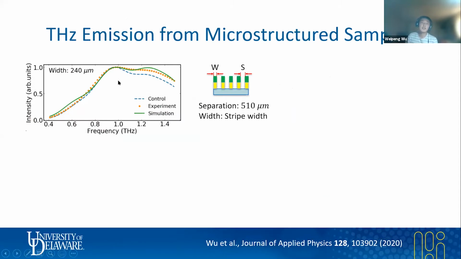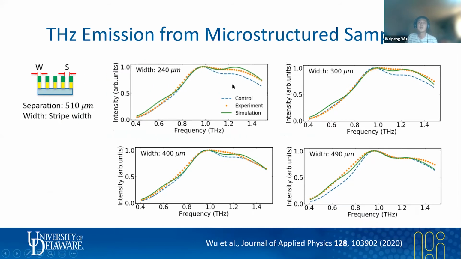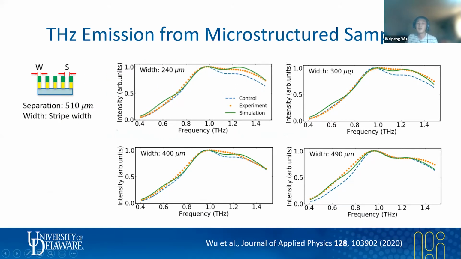So you can see that here I'm showing the control film, experimental data, and the simulation. You can see that the simulation follows quite well with our experimental data. And they both show modification to the control film spectrum. And what if we increase the stripe width, which means we change the microstructures?